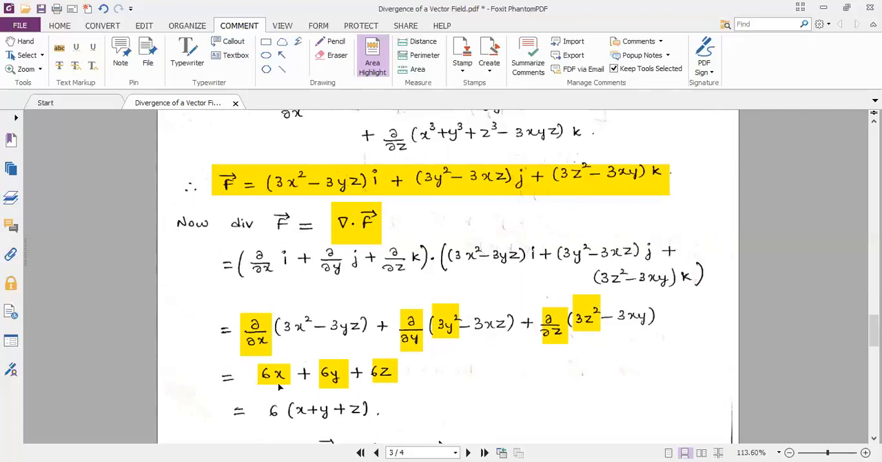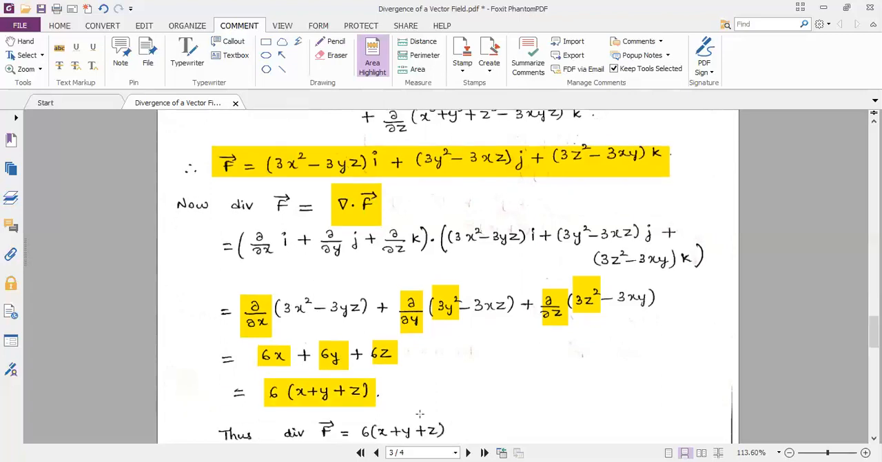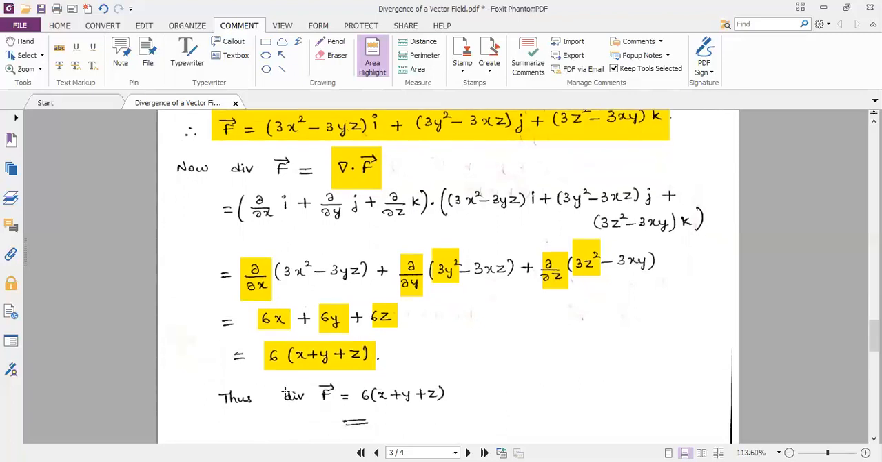So we get 6x + 6y + 6z. 6 is common, so x + y + z. The required answer for the given function is divergence of vector f is equal to 6 times (x + y + z).